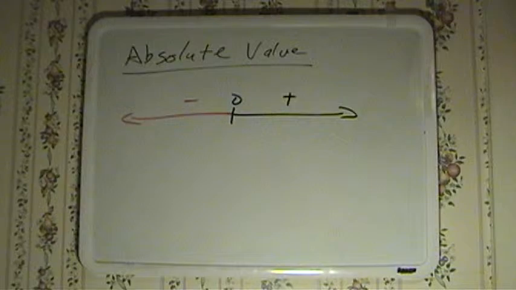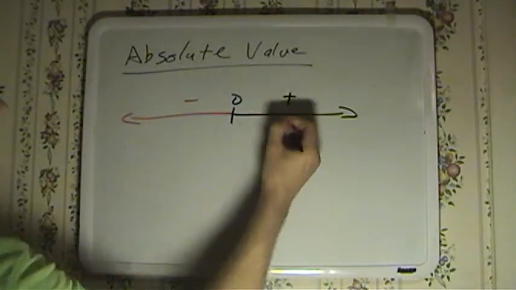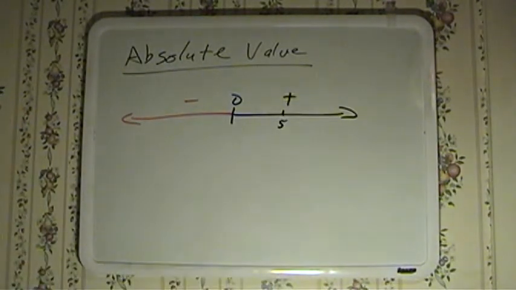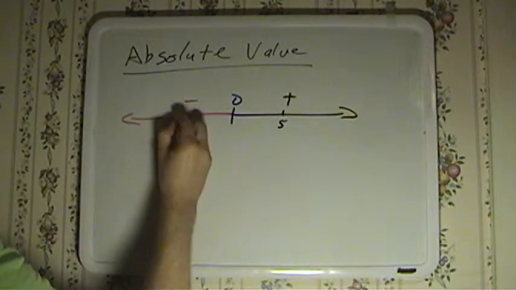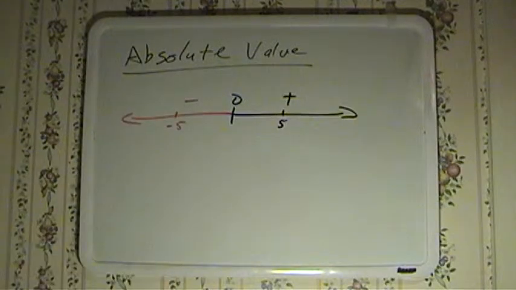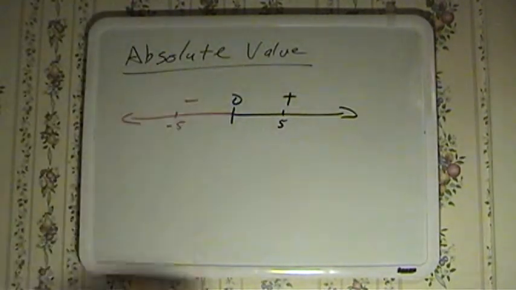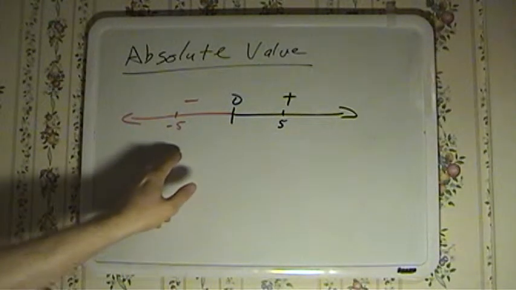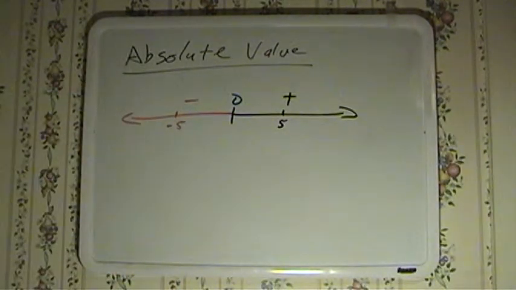So let's pick a number here on the positive side. We'll say 5. And a number here on the negative side, negative 5. Now 5 and negative 5 have the same absolute value because they're both 5 units from 0. Again, it does not matter with absolute value which direction you go, so absolute values are always written as positive, because they're basically a measurement of distance, is one way to think of them.